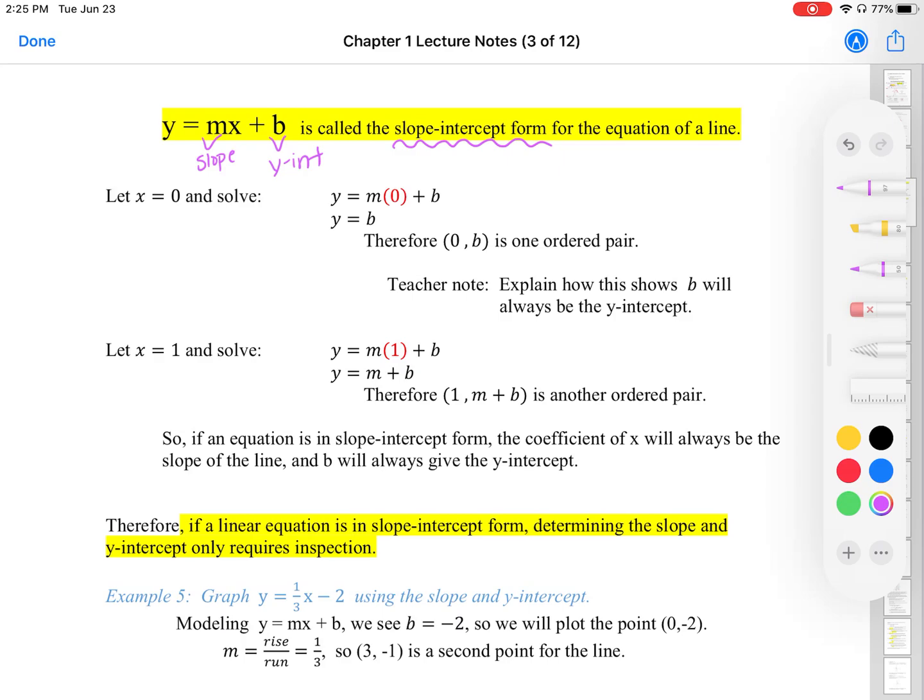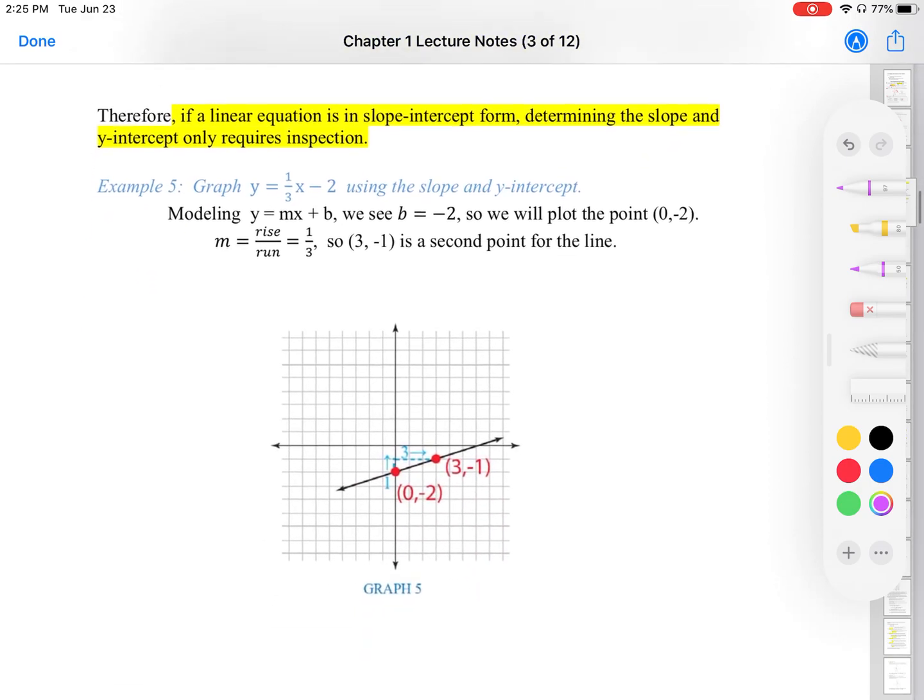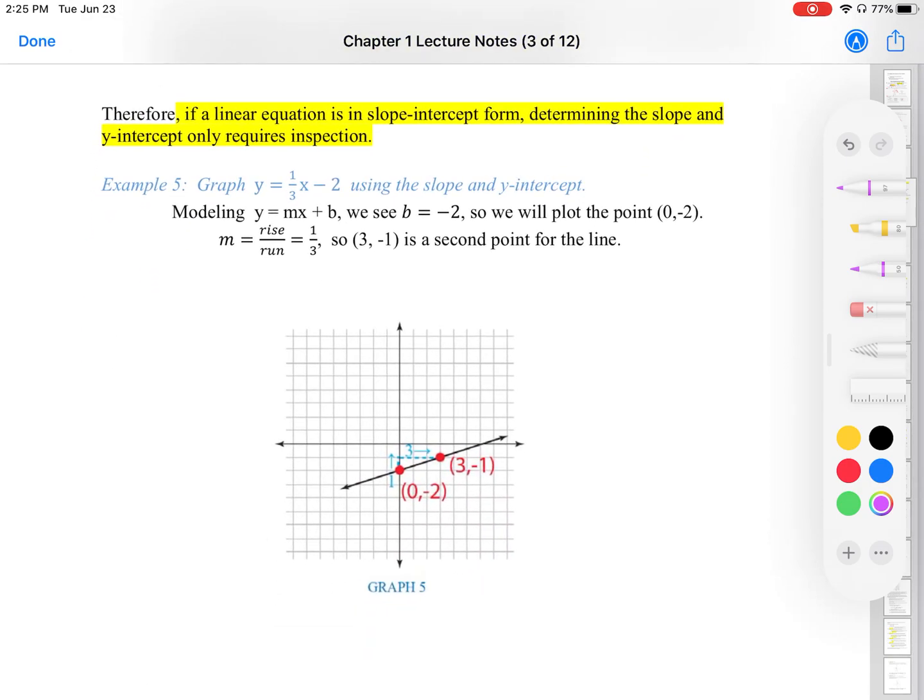So we see that if we let x be 0, we'll only get an ordered pair, which is the y-intercept. And if we let x be 1, we'll get another point. Therefore, if a linear equation is in slope-intercept form, determining the slope and the y-intercept only requires inspection. Meaning, just like a previous example we did, whereas I was given the slope and the point, I can use my point followed by my slope to create another point.